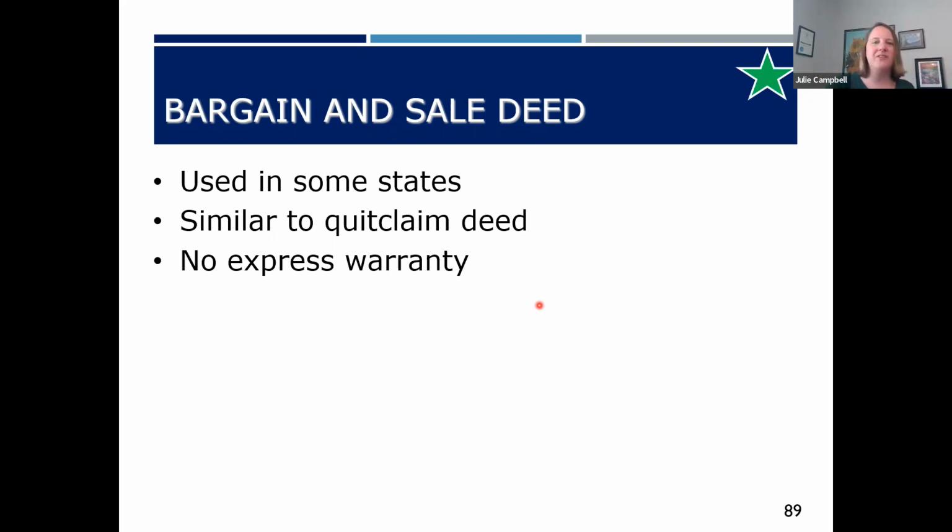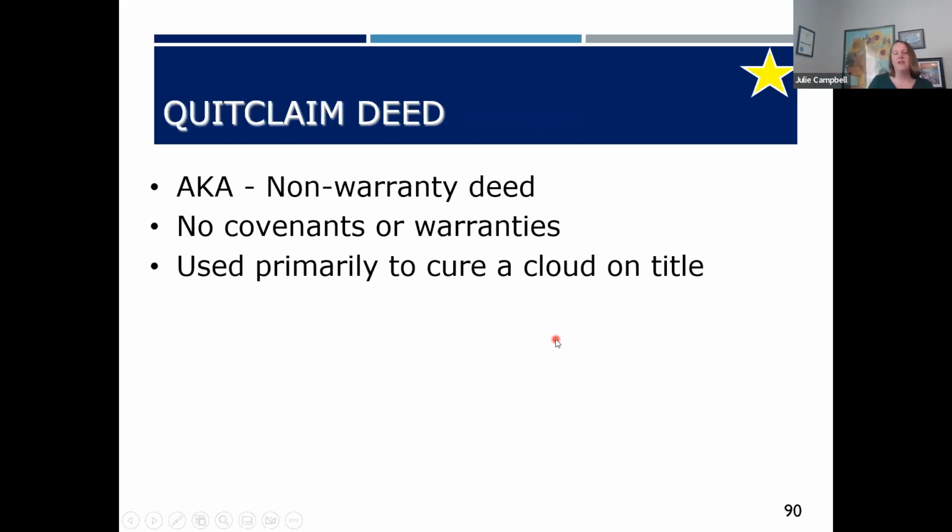So what we do in North Carolina that's similar, not exact, but similar to the bargain and sale is the quitclaim deed. This is a non-warranty deed, which means there are no warranties, there are no promises. Basically, the quitclaim deed says, what I got, you get. If I got nothing, what do you get? Nothing.